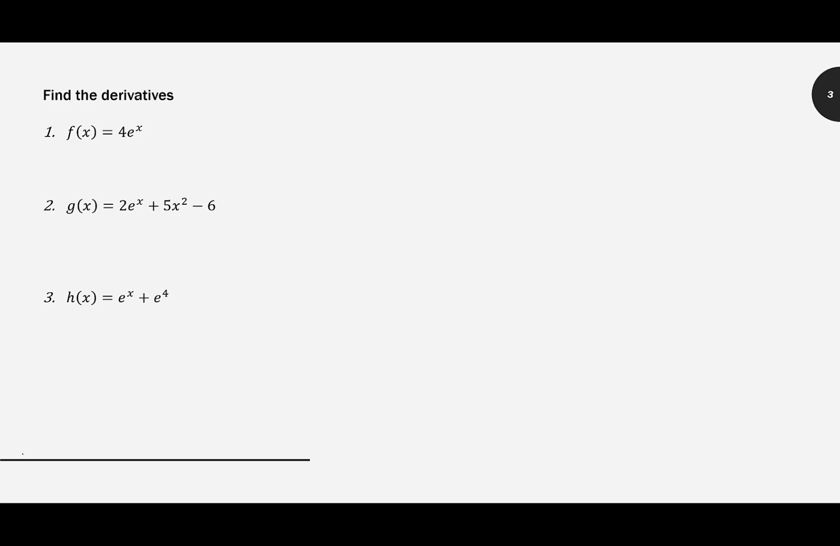Number 1, f of x is 4e to the x, the derivative f prime of x will also be 4e to the x. 2, g of x equals 2e to the x plus 5x squared minus 6. The derivative g prime of x will be equal to 2e to the x. The 5x squared, remember to bring the power down, that becomes 10x. Minus 6 is a constant, and we know the derivative of a constant is 0.